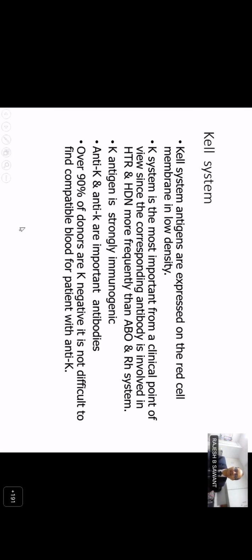And you can have an anti-capital K or anti-little k antibodies, right? As I said, over 90% of our population is K negative, and it is not difficult to find compatible blood for a patient with anti-K, right? But we have to understand that if someone is KEL positive, it can be very, very immunogenic. So giving KEL positive blood to a KEL negative individual can also produce these antibodies. So with this background, let me invite now Dr. Tanuj and Dr. Jayashree for discussing this case.